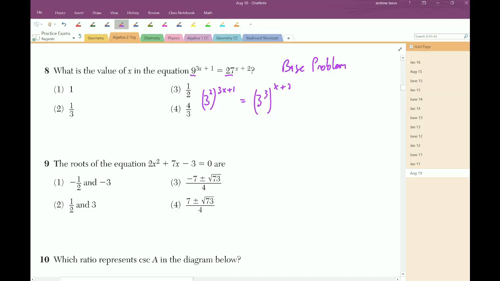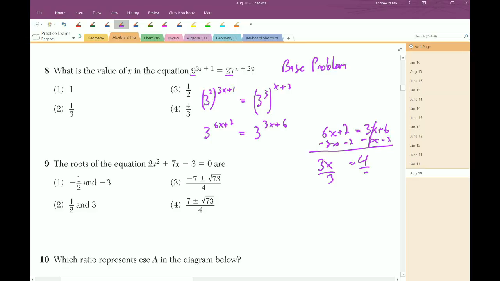And at this point we multiply out our exponents. So we get here 3 to the power 6x plus 2. And here we get 3 to the power 3x plus 6. Then we set those exponents equal. So 6x plus 2 equals 3x plus 6. Subtract 3x. And then we also subtract 2. And then we could divide by 3. So we end up with x is 4/3.